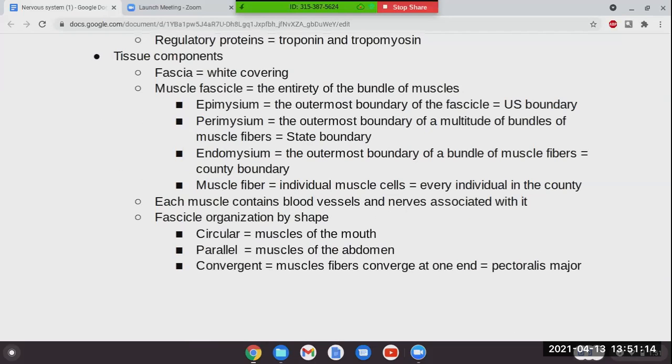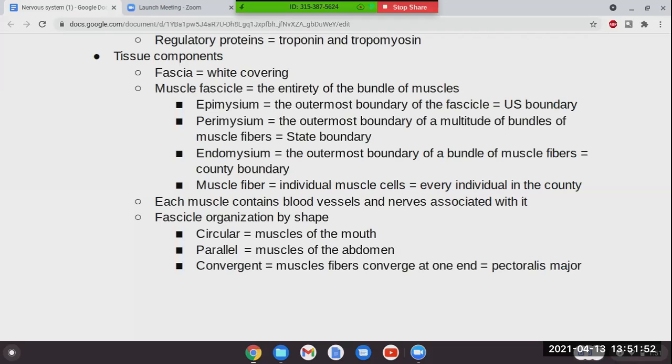I was trying to find a good analogy to explain what epimysium, perimysium, endomysium, and the muscle fiber are. So I don't know if this works for you or not, but I'm going to try. As I have told you, fascia is the white covering of the muscle fascicle, or the whole muscle tissue in general. And inside the fascia, we have different structures, and the outermost layer is called the epimysium.